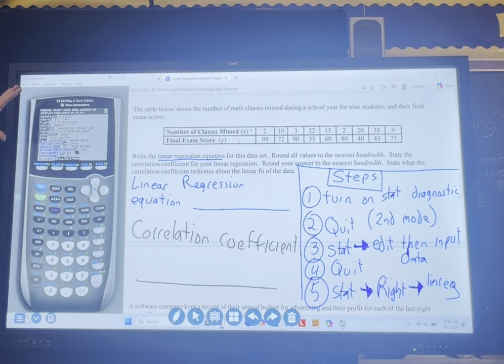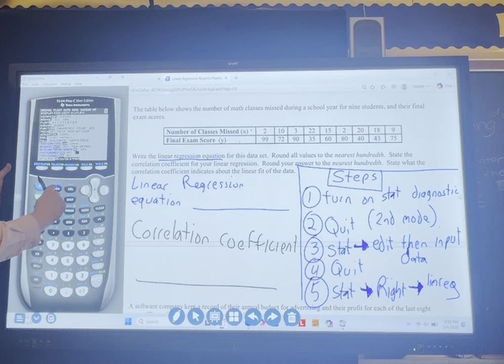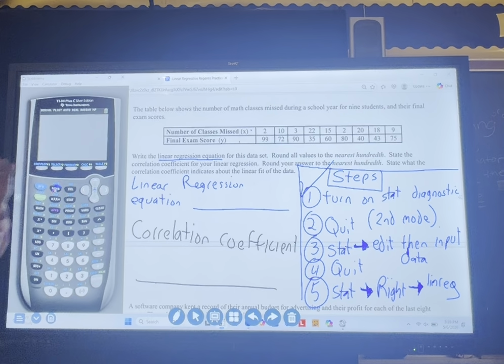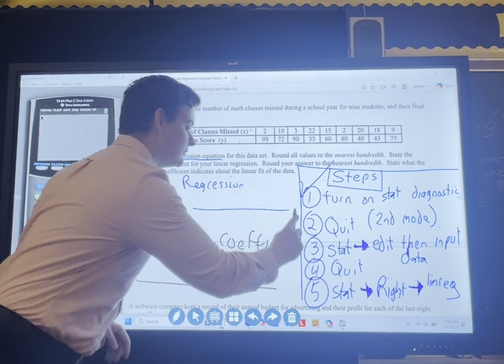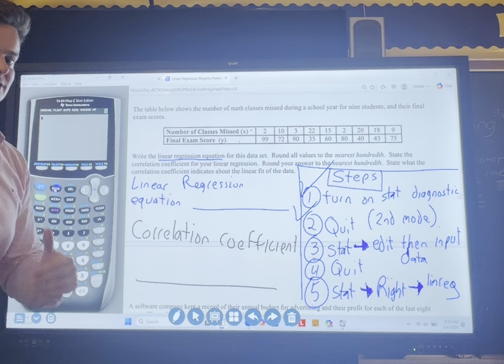Cool. I now need to get out of the screen. To get out of the screen, I have to quit, which is this little blue word, which you can't hit directly because this is mode. But if I hit second, it turns me into blue mode, and I can then hit quit. So second mode is quit. I hit second mode, and it takes me back to the main menu. Cool. Step 1, done. Step 2, quit, back to the main menu. Now I have my stat diagnostics turned on.